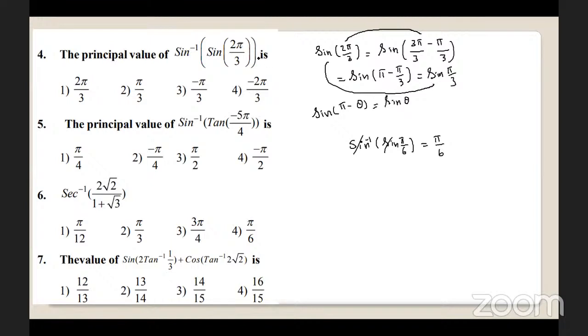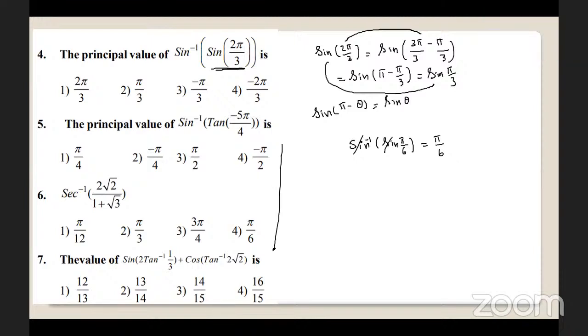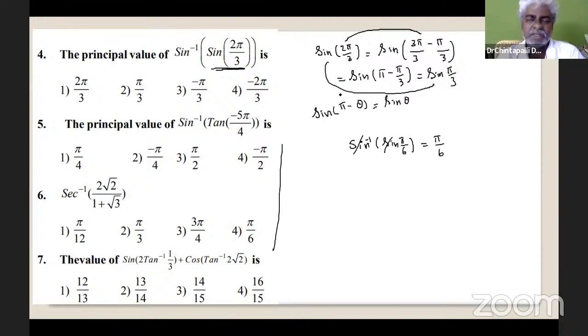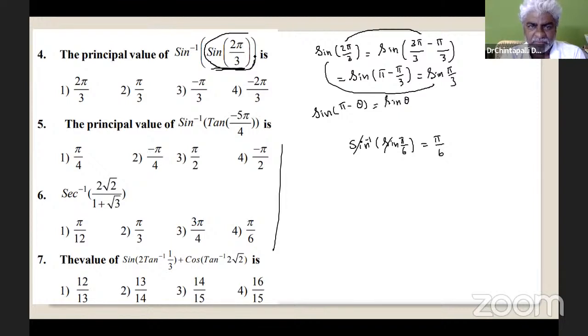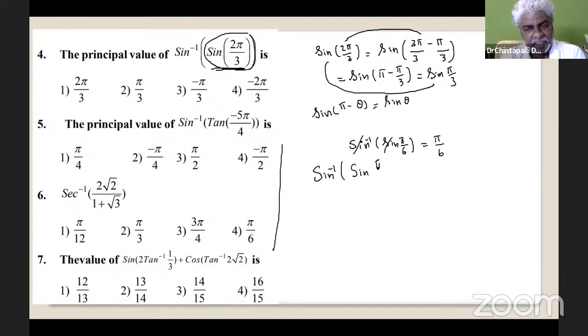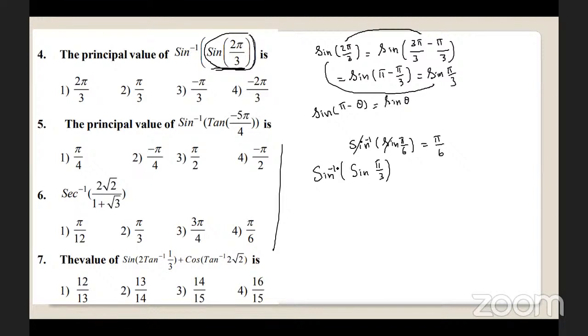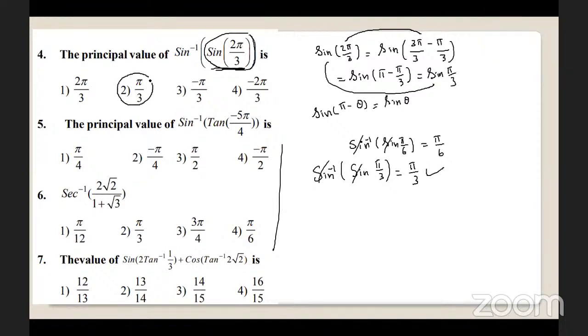So we can write sine pi by 3 in place of sine of 2 pi by 3. Just now we have proved that sine of 2 pi by 3 is equal to sine pi by 3. That's why we can replace it. So it becomes sine inverse of sine pi by 3. Now tell me, is this pi by 3 in the interval of the domain of sine? Yes, sir. So we can cancel it. The answer is pi by 3. Option 2, right?